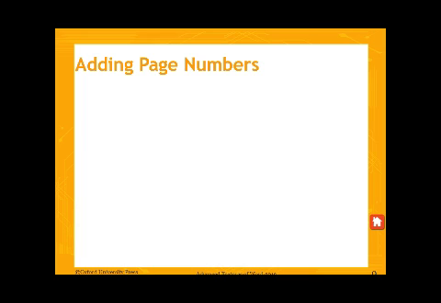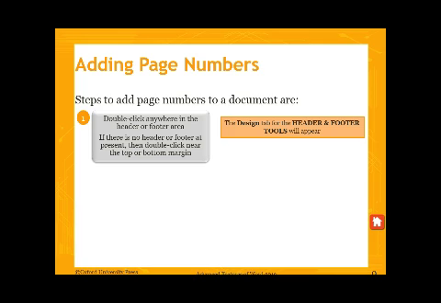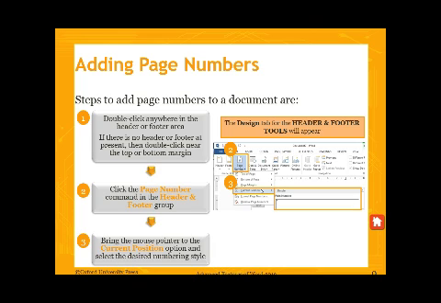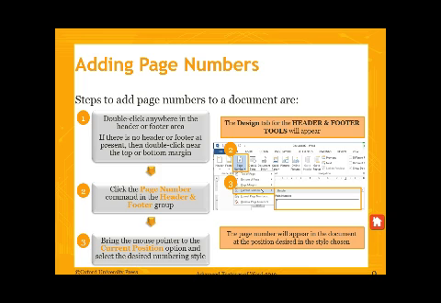Now let's understand about adding page numbers. Steps to add page numbers to a document are: double click anywhere in the header or footer area. If there is no header or footer at present, then double click near the top or bottom margin. The design tab for the header and footer tools will appear. Click the page number command in the header and footer group. Bring the mouse pointer to the current position option and select the desired numbering style. The page number will appear in the document at the position desired in the style chosen.